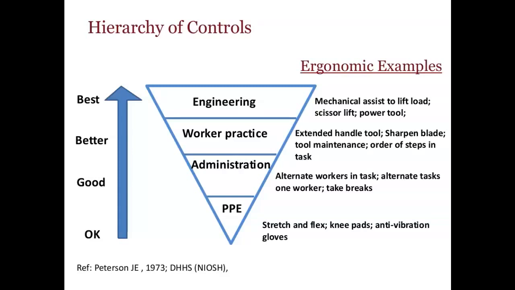PPE is the least effective control, and this is a control where the risk level does not change, but something is done to either aid the recovery from the exposure or to provide some sort of comfort or mask of the exposure. Examples related to ergonomics would be using stretch and flex, or using knee pads or anti-vibration gloves. So even though PPE is a commonly used control, it doesn't provide nearly as much benefit to the worker as the higher levels of the control.